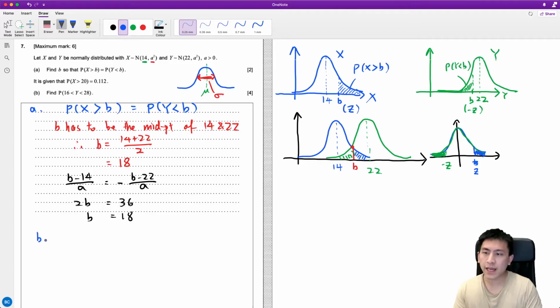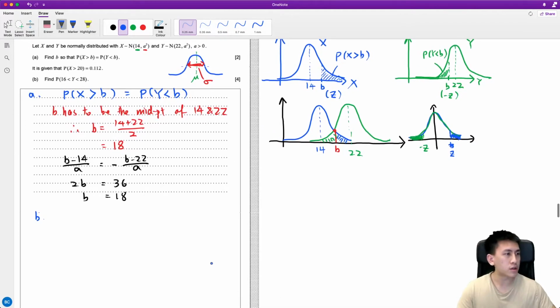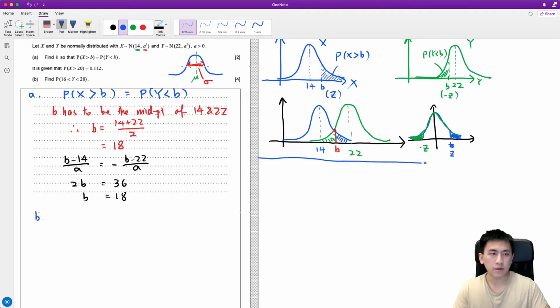Now part B, okay, so they're saying it's given that the probability that x is bigger than 20. Now of course, for these type of things, it's always best to really draw it out, right? Let me just scroll down a little bit. Okay, let me just draw a line here so that below we are doing part B. All right, so of course it's best to draw it out.